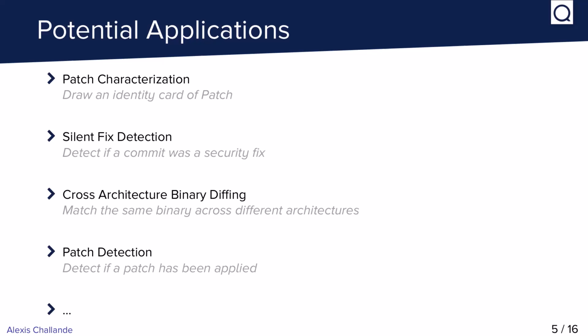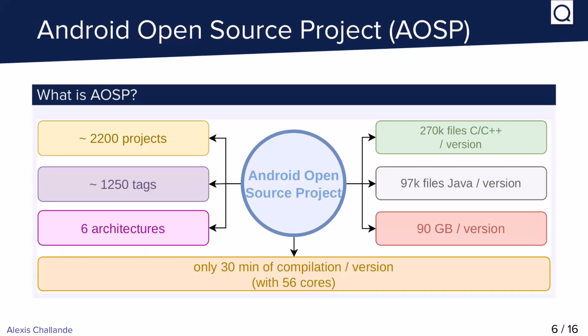So now that we understand what this dataset is used for, let's see how it has been created. We go back to Android, and the core of Android is the Android Open Source Project. It's composed of about 2,000 projects, and you have about 1,200 tags and so on, 6 architectures, and each version is composed of about 250,000 files in C, C++, and so on. So it's kind of huge, and compiling it takes quite a lot of time. But it's also the core of the most used operating system in the world nowadays. So it's kind of interesting.